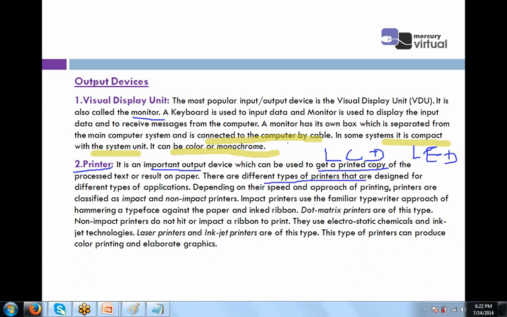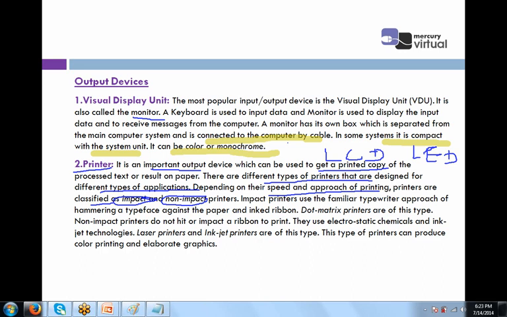There are different types of printers that are designed for different types of applications. Now let's see one by one. Depending on the speed and approach of printing, printers are classified into two categories: impact and non-impact printers. As the name suggests, an impact printer gives some impact on the paper, and a non-impact printer does not give any impact. In non-impact there is some laser light that passes through the printer machine and then takes the printout.